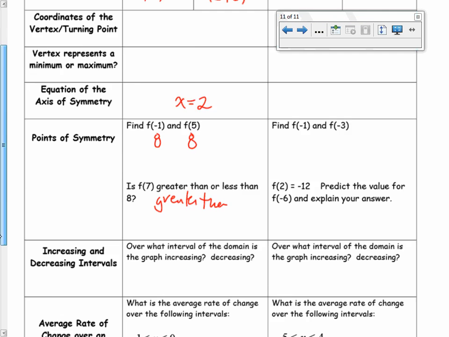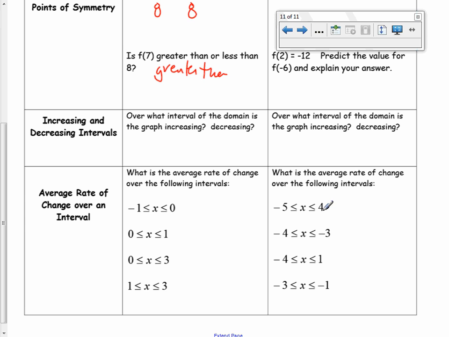And lastly, average rates of change. Now, if you didn't get the correction in class, I'm going to give it to you now. This one should say -4. This one should say -1. That was a mistake on my part, the bottom right corner.